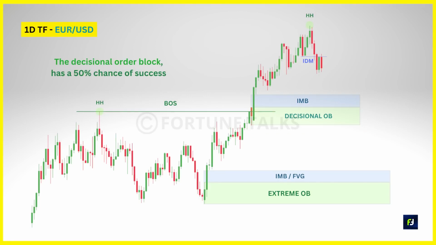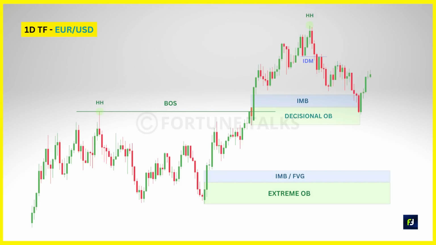In addition to marking the order blocks, also make sure to draw the imbalances or fair value gaps associated with them. Now let's see how the price responded. Price moved lower and it took a reaction from the decisional POI or the decisional order block. It also mitigated the imbalance in that area.